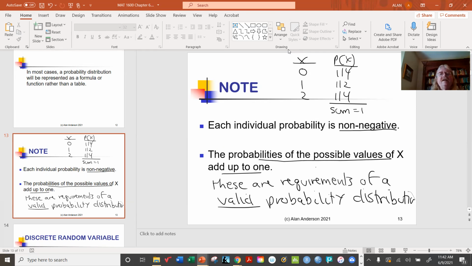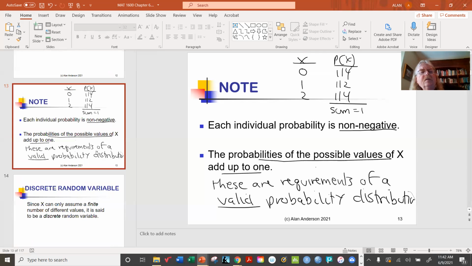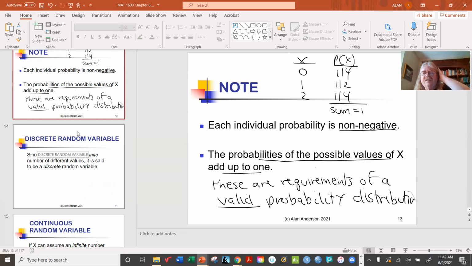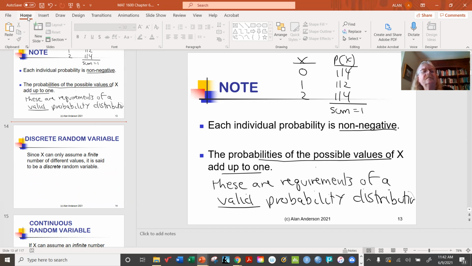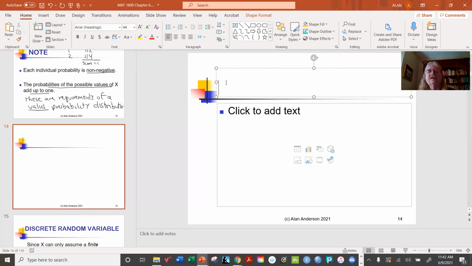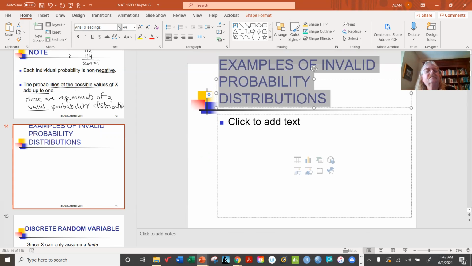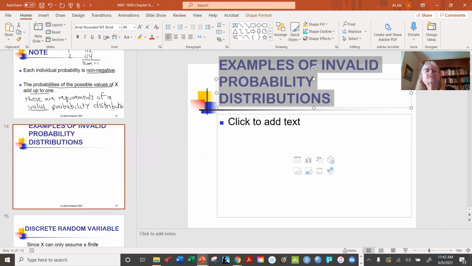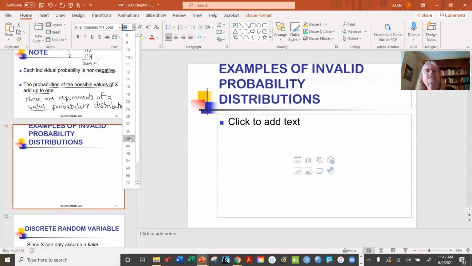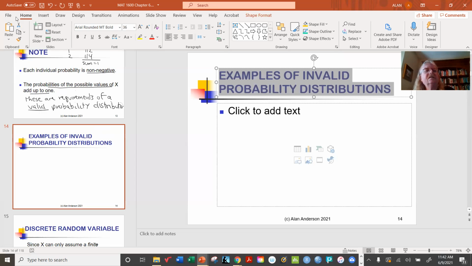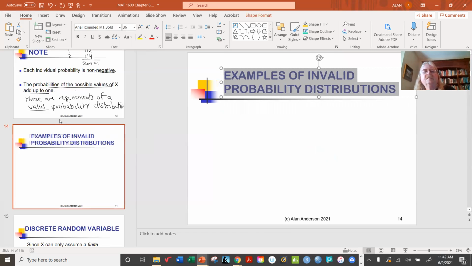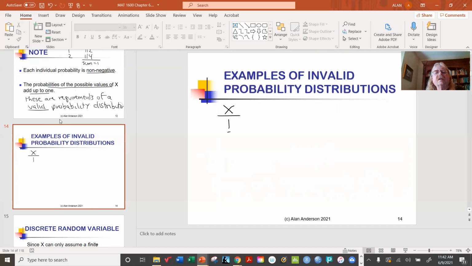So you're probably wondering, what would an invalid distribution look like? All right, well, let me show you a couple of examples. I mean, if this is valid, what would be invalid? All right, that's a very good question. So we're going to look at two of them. And we're going to try to figure out what the problem is. Now, X can be anything. It doesn't have to be 0, 1, and 2. Let's just say X can be 1, 2, and 3.